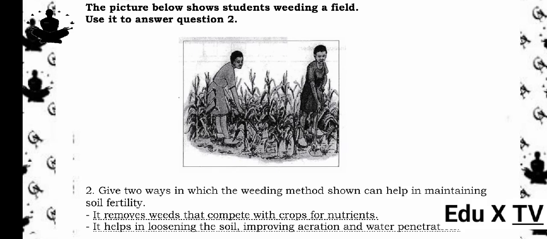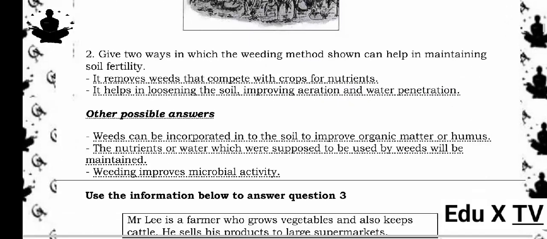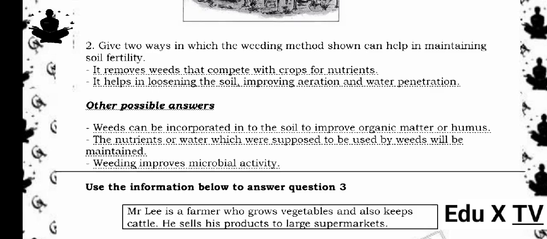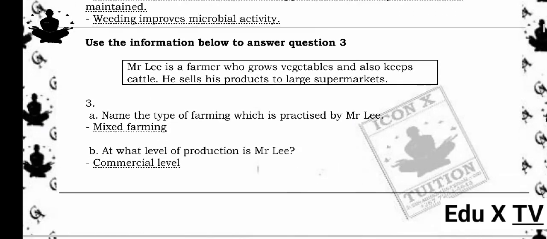It removes weeds that compete with crops for nutrients. It helps in loosening the soil, improving aeration and water penetration. Other possible answers: weeds can be incorporated into the soil to improve organic matter or humus. The nutrients or water which were supposed to be used by weeds will be maintained. Weeding improves microbial activity.